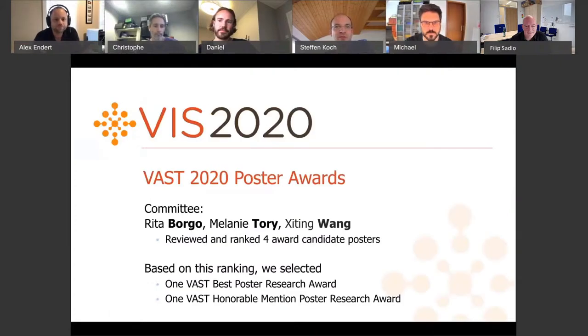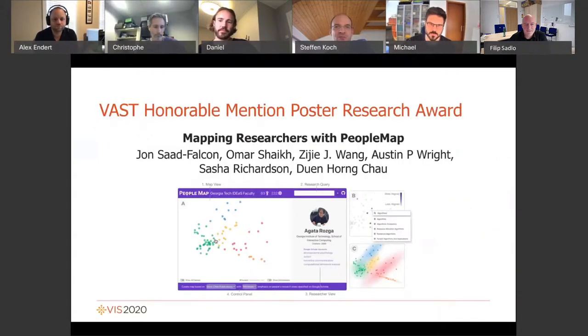So this brings us to the Best Poster Awards already. Let's start with VAST. We managed to invite a brilliant committee consisting of Rita Borgo, Melanie Torrey, and Cheating One. They reviewed and ranked four poster candidates for the awards. And based on this ranking, we selected one VAST Best Poster Research Award and one VAST Honorable Mention Poster Research Award. And the Honorable Mention Poster Research Award goes to Mapping Researchers with People Map by Jonsat Falcon and colleagues. Congratulations.